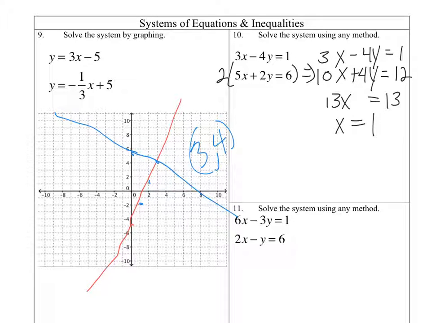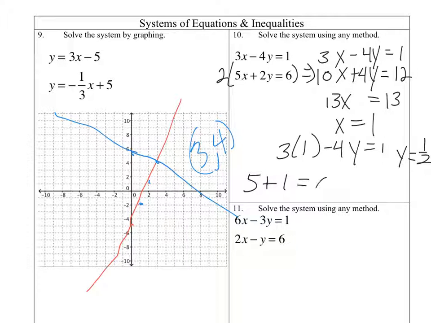If I plug that into my first equation, we get 3 times 1 minus 4y is equal to 1. I'm going to subtract that 3 to the side, and I get y is equal to a half. If I plug both of these values into my bottom equation, this should still be true. So 5 times 1 is 5, plus 2 times a half is 1, equals 6. My solution checks out. So I put a check mark. Get it? Check, for checks out.